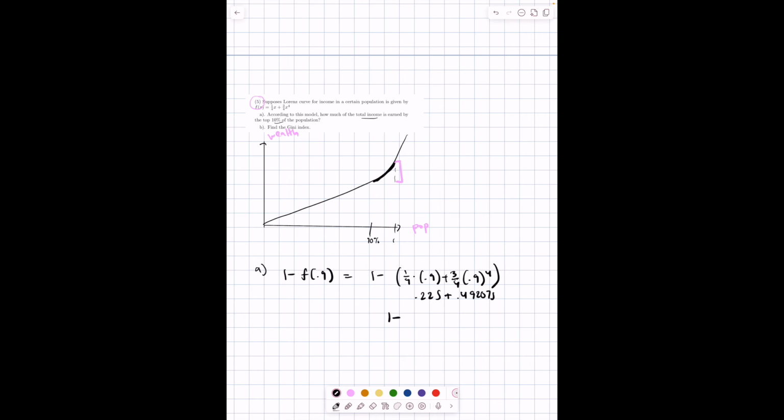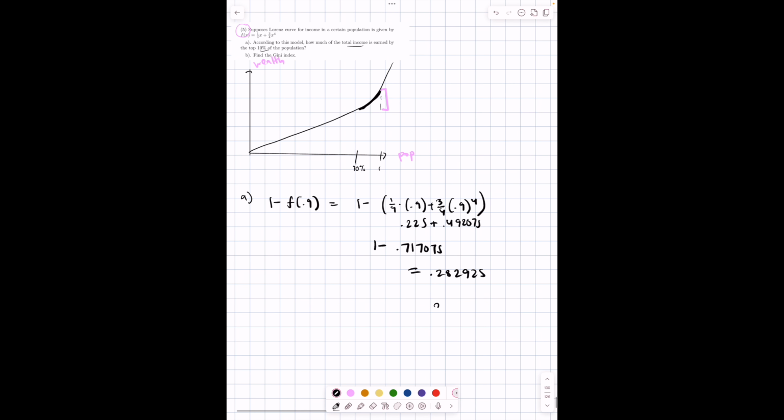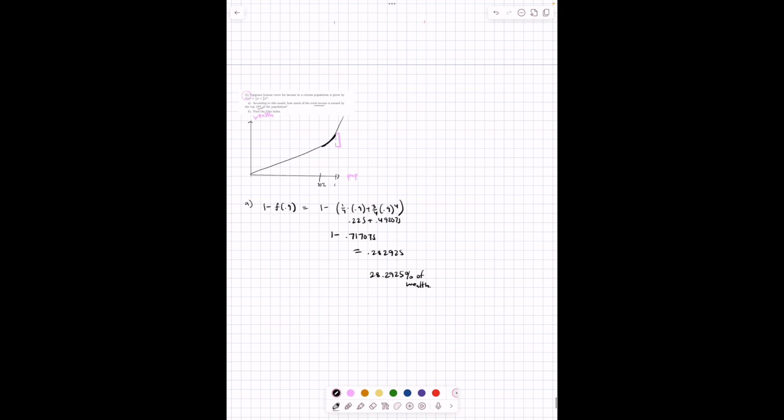This is 1 minus 0.717075. So I get the answer is 0.282925. So it's 28.2925%. Okay, so this is the first problem.